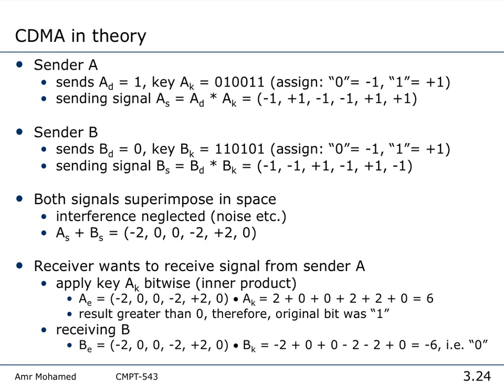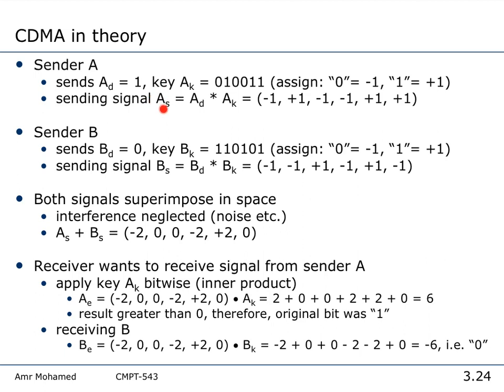So this is a numbered scenario where A has data of 1, and this is the key. But as we said, in order to make the autocorrelation high, we will convert everything using ones and minus ones, as opposed to 0 and 1. So here we will assign 0 to -1, and we'll assign 1 to 1. You can do the other way around, and it will work just fine. There's no problem.